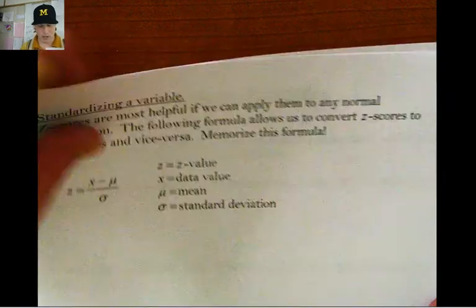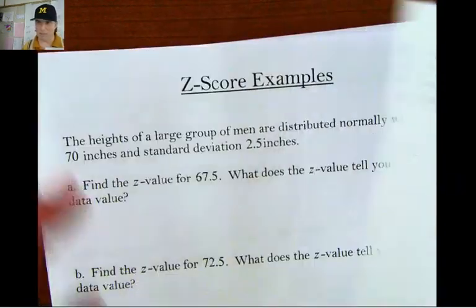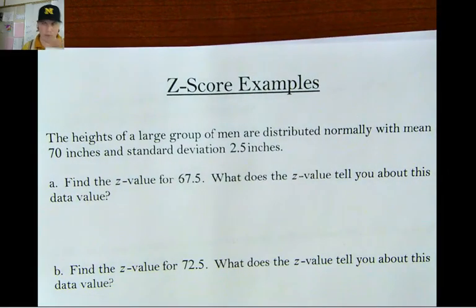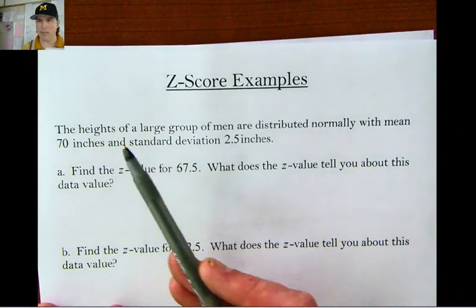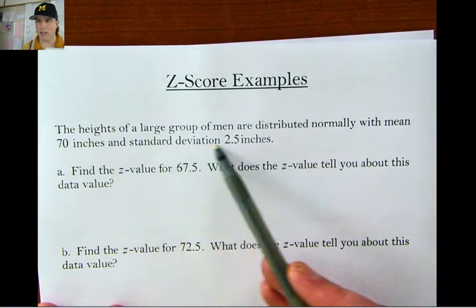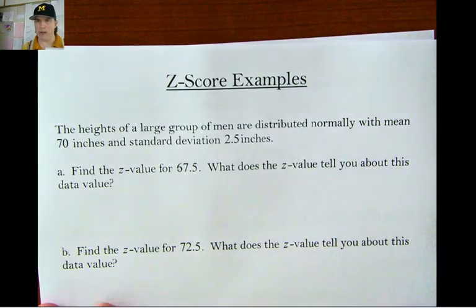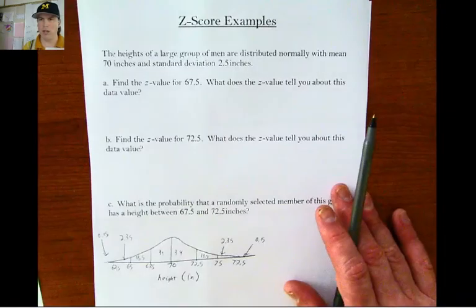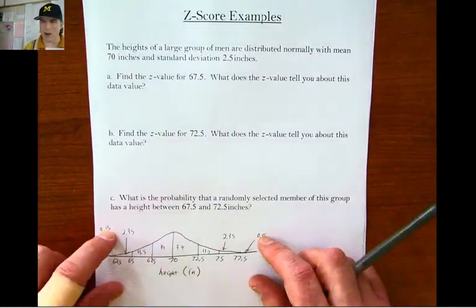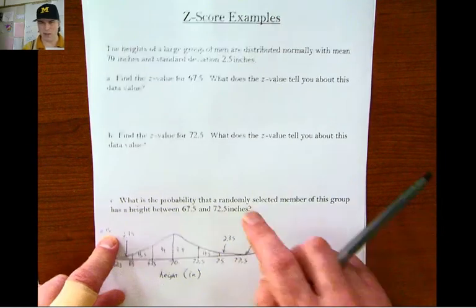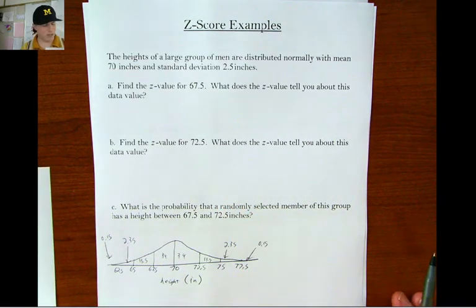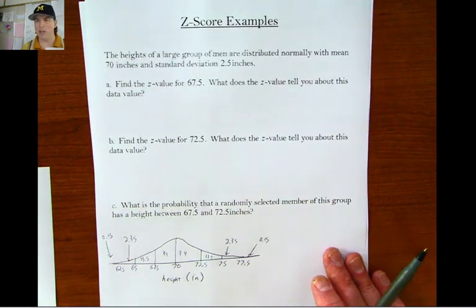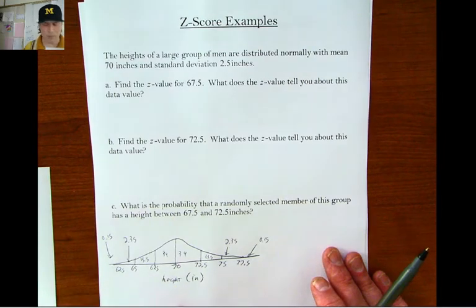Alright, I have some examples. For every example in this problem, we have a mean of 70 inches and a standard deviation of 2.5. Down here, even though with z-score you don't need this graph as much, because this equation is a way to find your number of standard deviations without making a graph, I think it helps to understand this problem by looking at it.